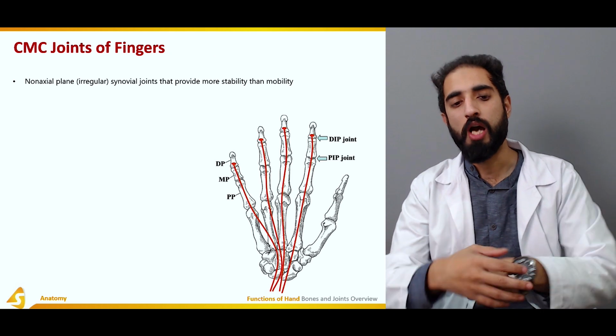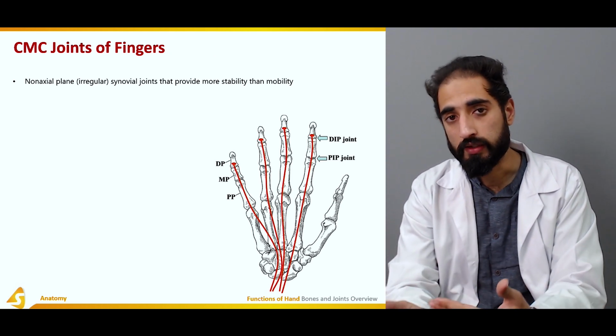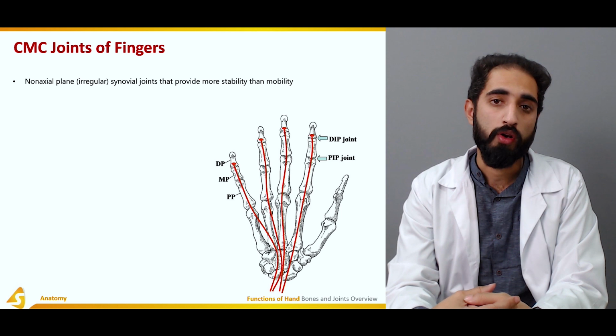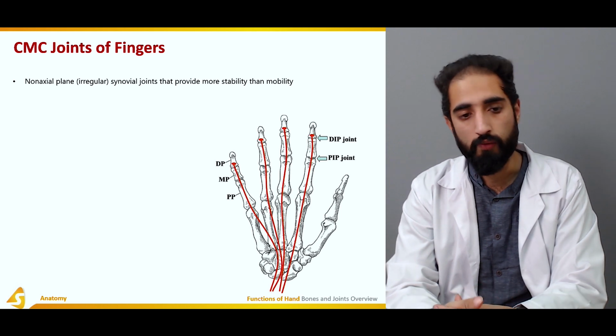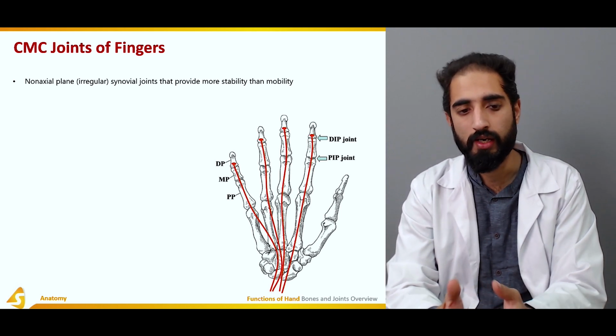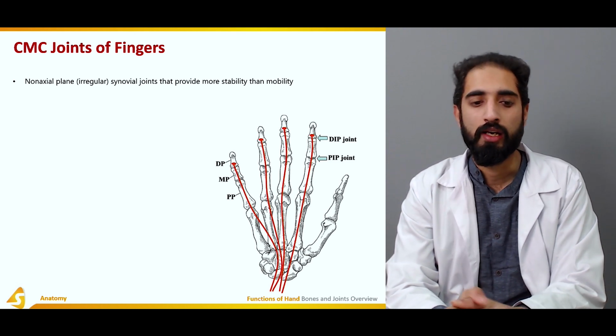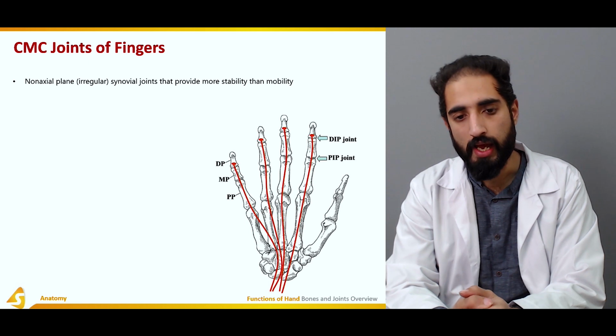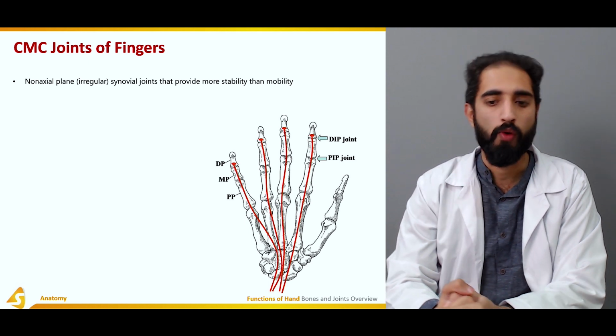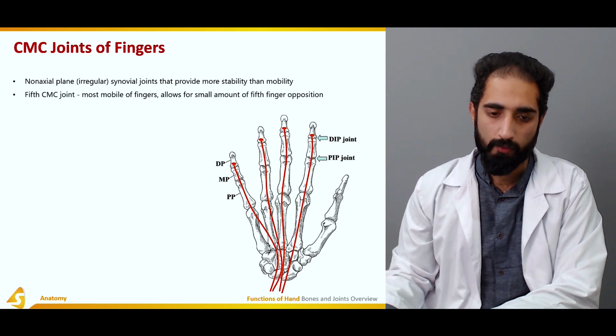So when we talk about the carpometacarpal joints, in the thumb it was a modified biaxial joint or a saddle joint, whereas the carpometacarpal joints of the fingers are actually non-axial plane and irregular joints, just like the midcarpal joints, and they are synovial joints and they provide more stability than mobility.